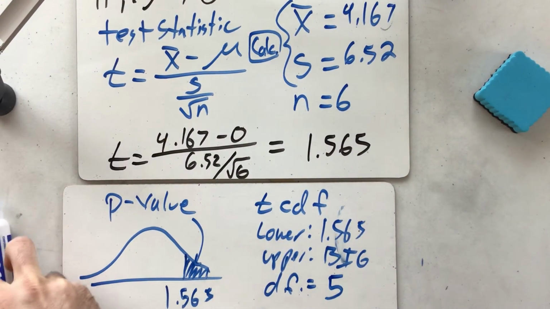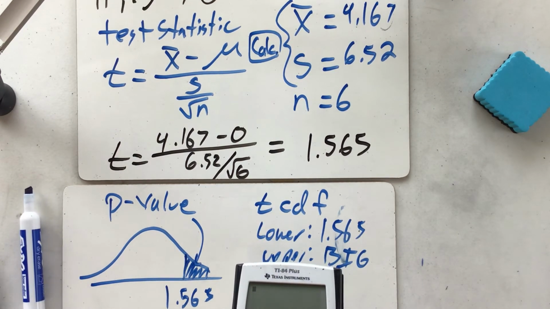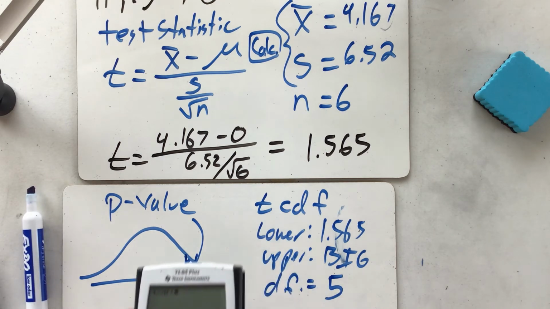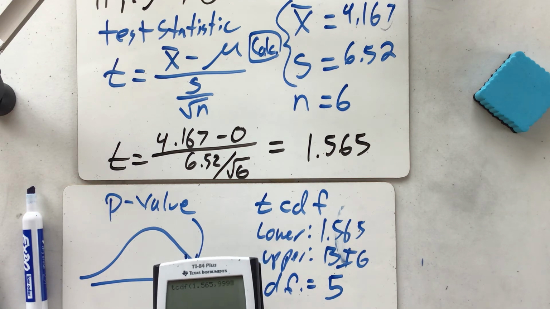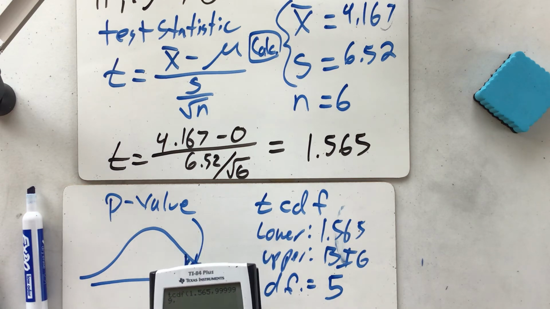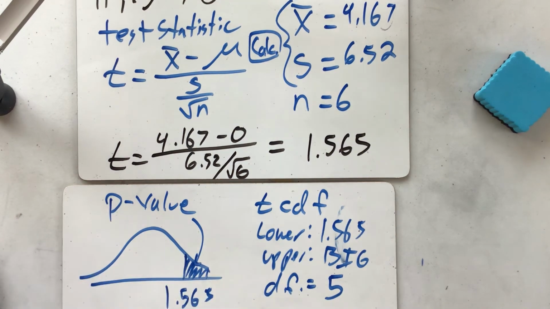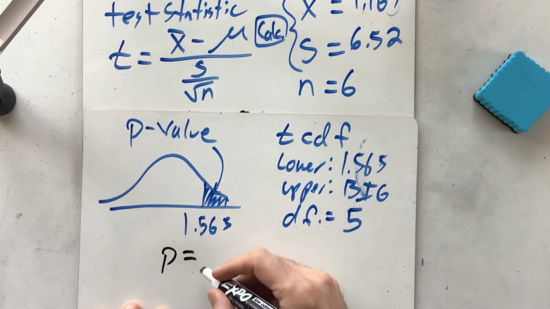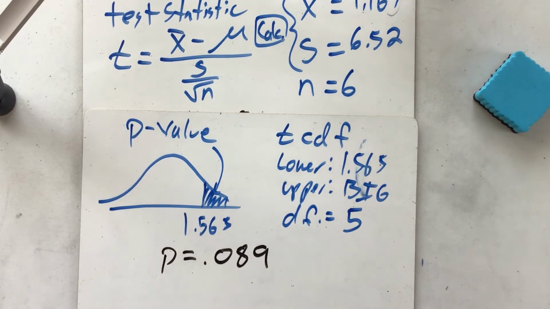So I will now take all of this, put this in my TCDF button, distribution, TCDF, and then I'll put 1.565, comma, some gigantic number, comma 5, and hit enter. And I got 0.089 is what I got for my p-value. Okay, so 0.089 is my number.